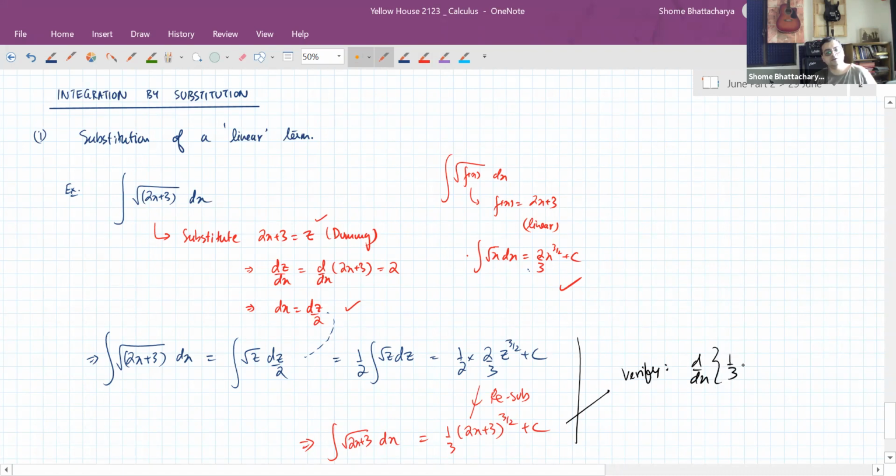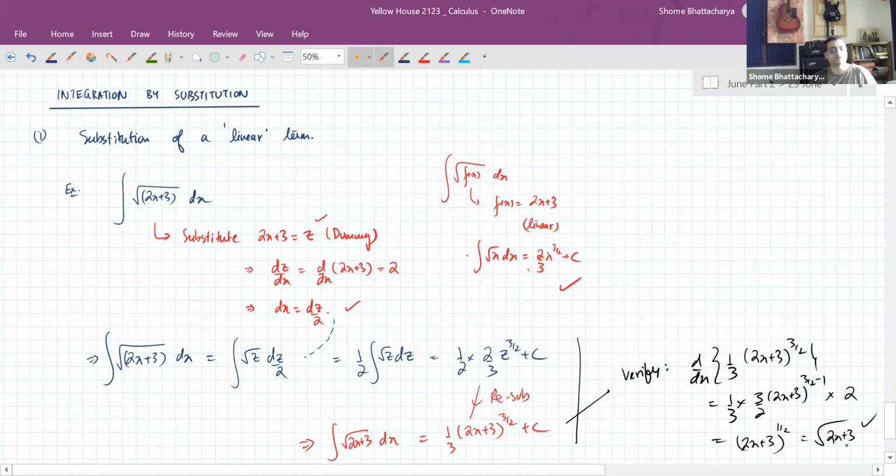Differentiation of 1 by 3 into 2x plus 3 to the power 3 by 2, we do this. 1 by 3 into, now apply chain rule, so 3 by 2, 2x plus 3 to the power 3 by 2 minus 1, into differentiation of this term, so that's 2. So that's how we will get 2x plus 3 to the power half. So that's all right. That is what we should have got, so it verifies that what we've done is correct.